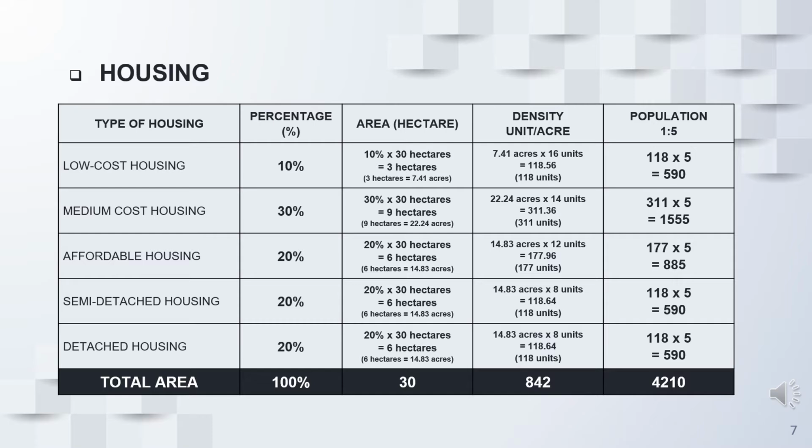Affordable housing took 20% out of 30 hectares, with 177 units, with a population of 885. Semi-detached housing and detached housing took 20% out of 30 hectares, with 118 units and a population of 590 people.